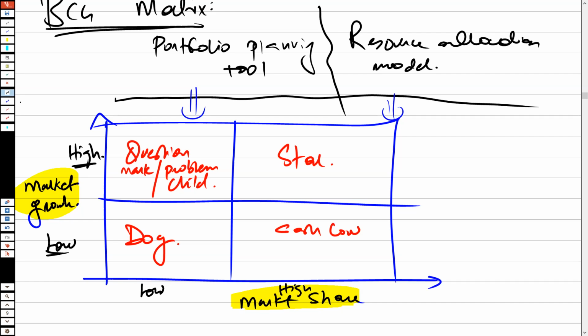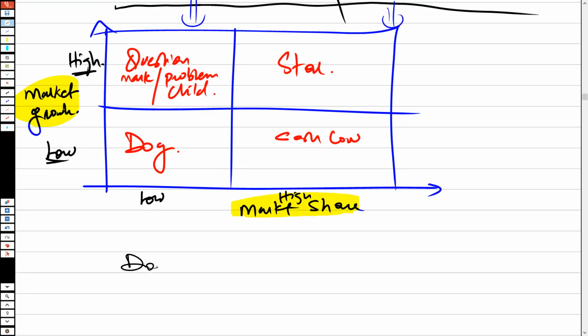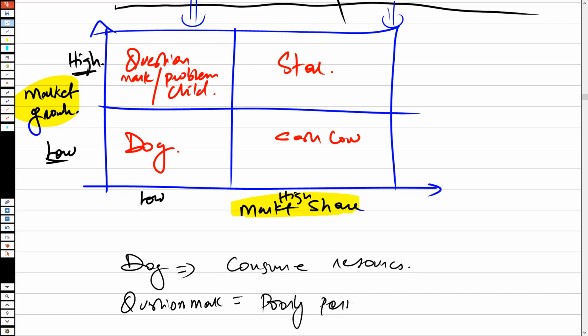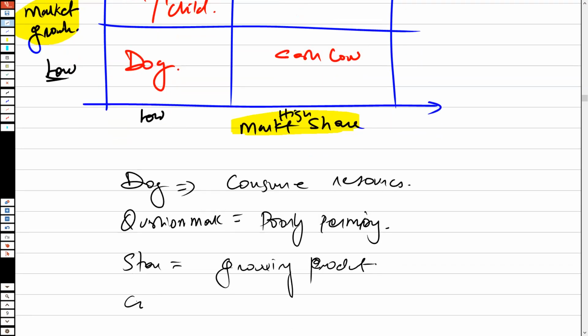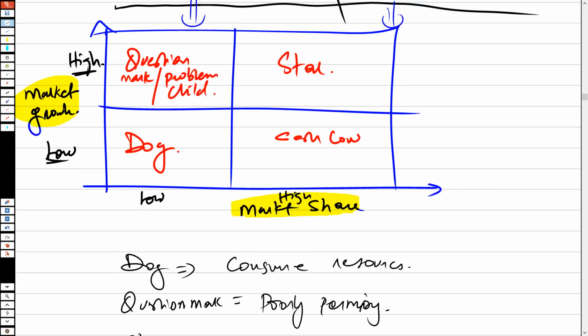Now let me give you one by one a bit of guidance. Basically this BCG matrix says that the dog category products are those which actually consume resources. Question mark product is a poorly performing product as per the BCG matrix. Star is a growing product. Cash cow is a profitable product.